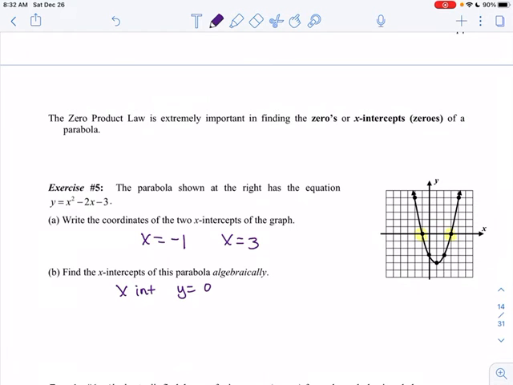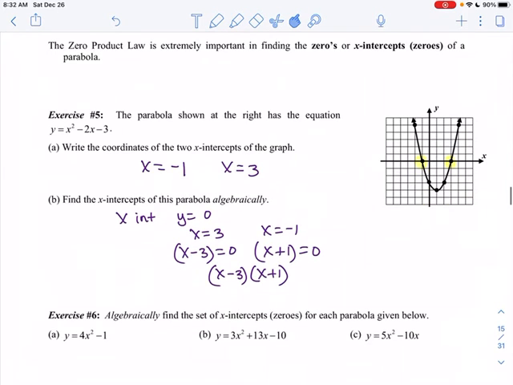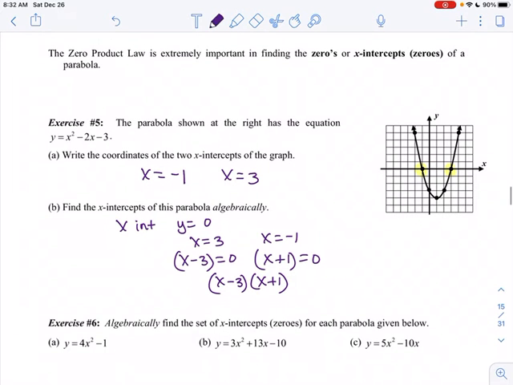So I'm going to take those two solutions that I had back there, x is 3 and x is -1. I'm going to work backwards. So basically that means x minus 3 is equal to 0 and x plus 1 is equal to 0. So those are my factors. And if I was to multiply those, I would get x squared minus 2x minus 3.